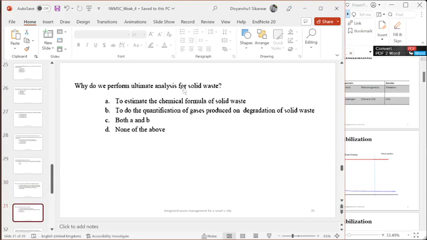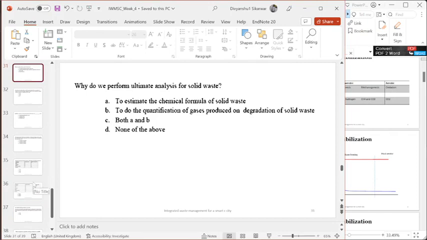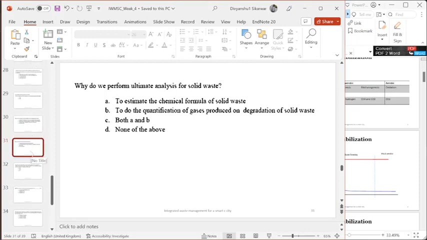Why do we perform ultimate analysis for solid waste? Ultimate analysis. Option A is to estimate the chemical formula, and B is for quantification of gases. Both A and B: to estimate the chemical formula of solid waste, as well as to do the quantification of gas produced on degradation of solid waste. Both A and B are true.